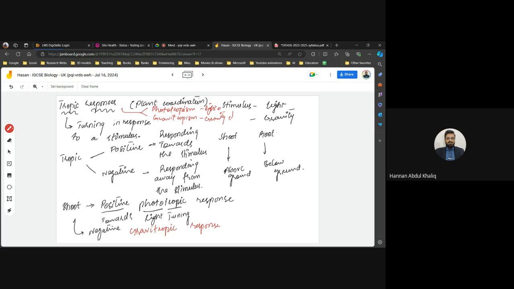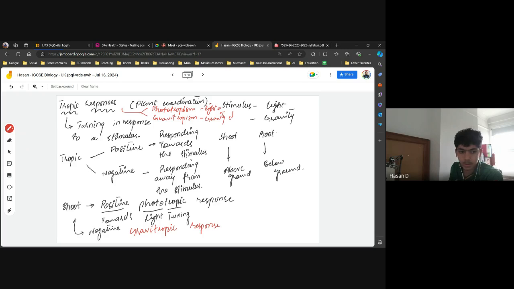In gravitropism, the stimulus is gravity. So what is the shoot doing? The shoot is moving away from the gravity. So if it is moving away from the gravity, it means it is a negative response. Okay, is that clear?